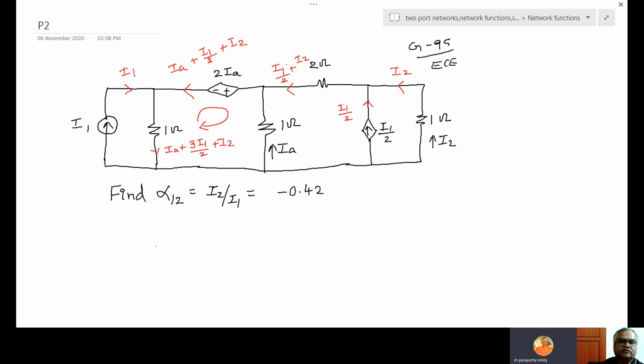So what is that loop equation? Minus IA plus 3I1 by 2 plus I2 minus 2IA minus IA into 1 equal to 0. So this we have to simplify. Everywhere minus, you can make it plus. 2IA plus IA 3, 3 plus 1, 4. So 4IA plus 3I1 by 2 plus I2 equal to 0.